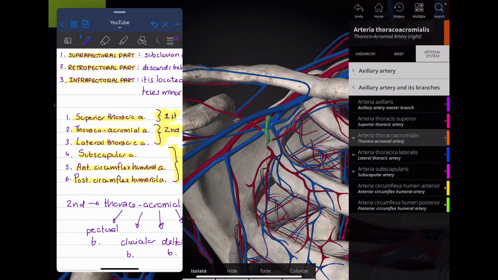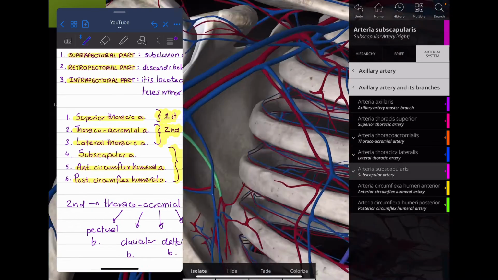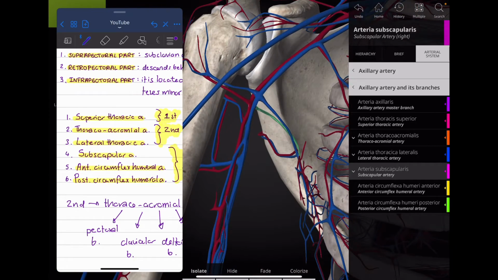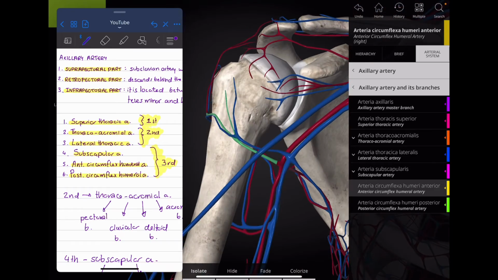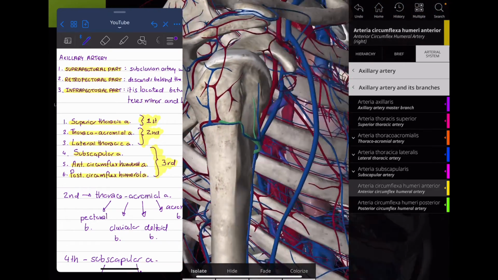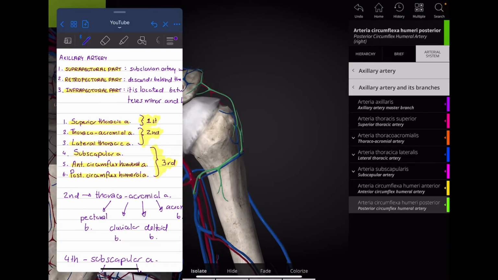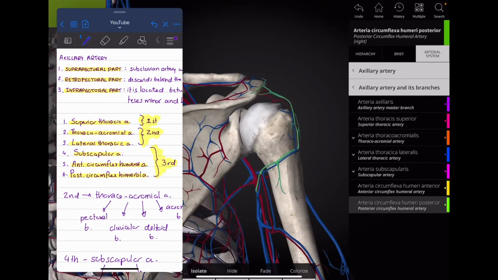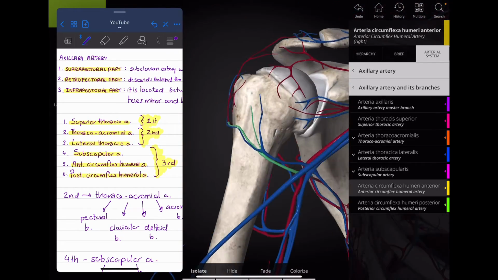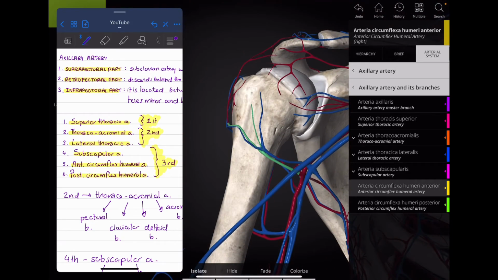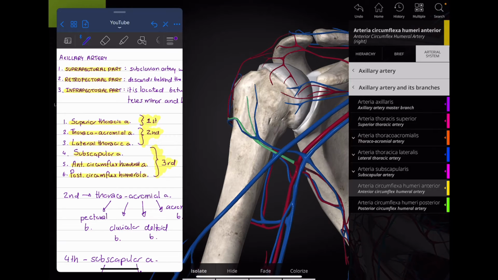Now, going back, the fourth branch, your subscapular artery, which arises from the third part, also known as the infrapectoral part. And then you'd have your anterior circumflex humeral artery, which is found anterior to the humerus, and the posterior circumflex humeral artery, which is found posterior to the humerus. And you can see that the region that they are covering, or at least supplying, is the surgical neck of the humerus. And that's where we'll have to talk a little bit about the clinical relevance of these branches.